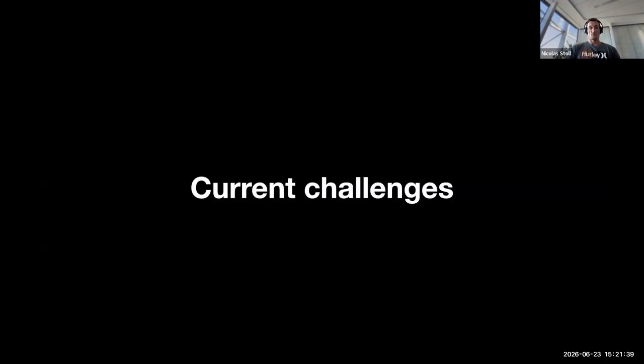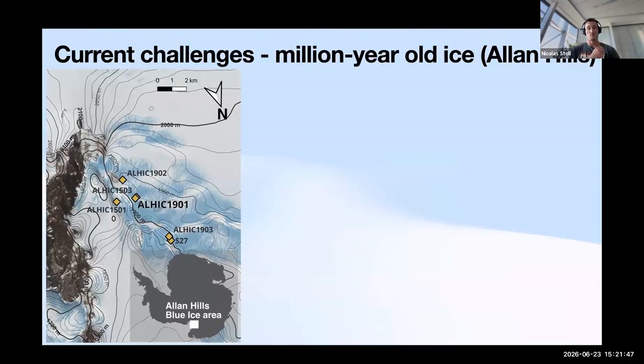Right, okay, there was quite a lot of technical stuff, so let's move ahead to current challenges, or at least what I would call current challenges. So first I want to take you to Antarctica, to a blue ice area. It's on the image here, on the plot, you can see where it is, close to the American McMurdo station.